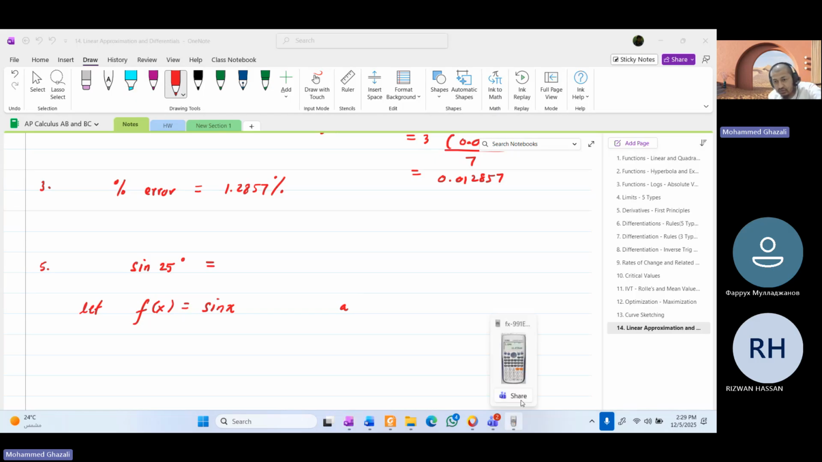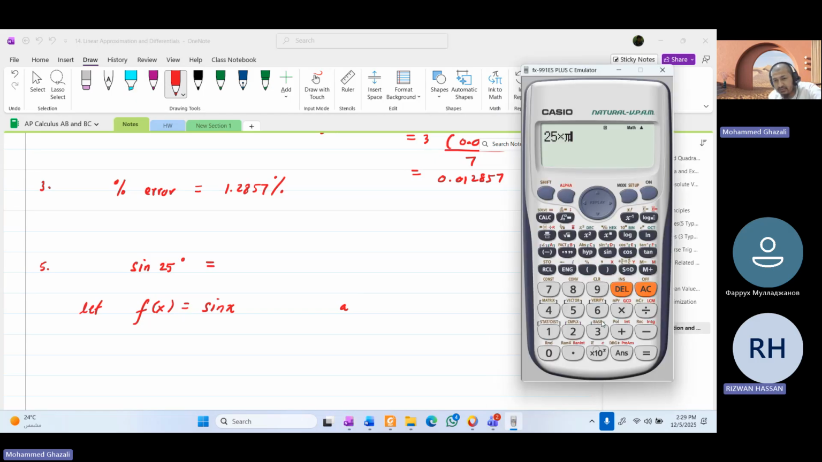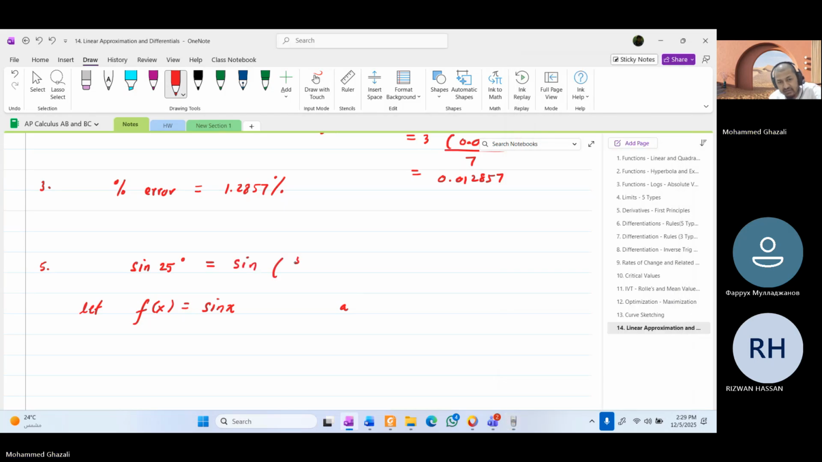So 25 times pi over 180 gives 5 pi over 36. So that's sine of 5 pi over 36, which is what I'm trying to estimate. The closest value to 25 is 30 degrees. That's a special angle, pi by 6, so I should get an answer very close to half, 0.5. Now let's see.